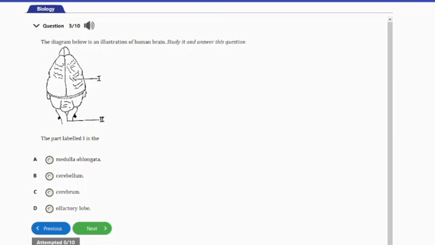Question number 3. The diagram below is an illustration of the human brain. Study it and answer this question. The part labeled I is A, medulla oblongata, B, cerebellum, C, cerebrum, and D, olfactory lobe. The answer is option C, cerebrum. This is the largest part of the brain that is found at the front part, and that's called the cerebrum. Let's go ahead and consider the next question.